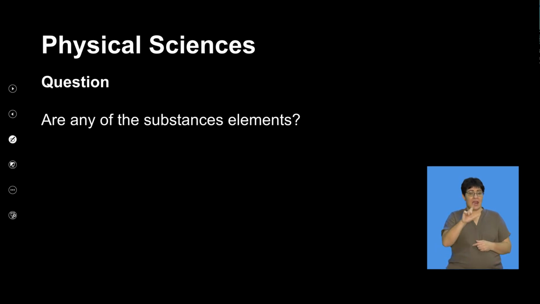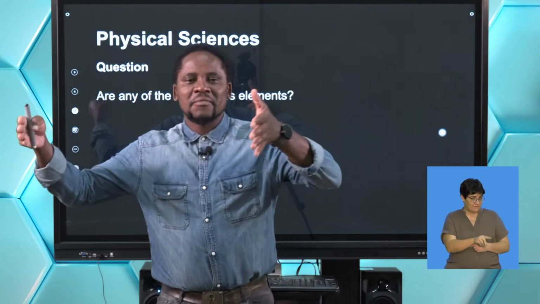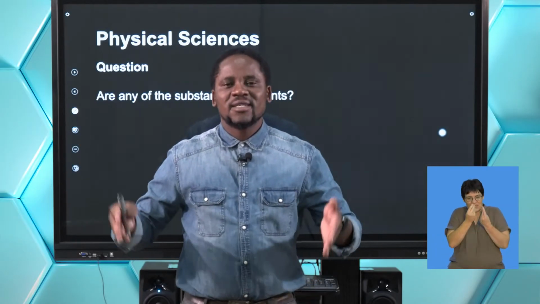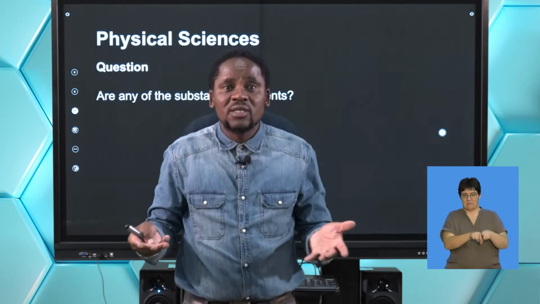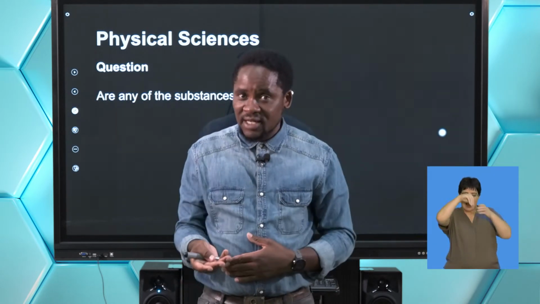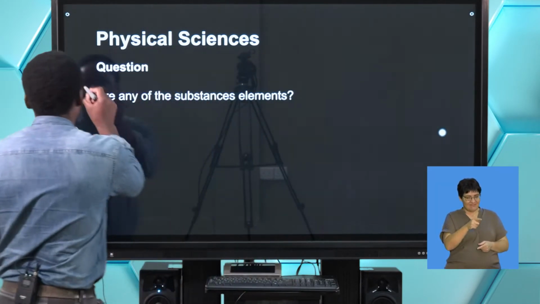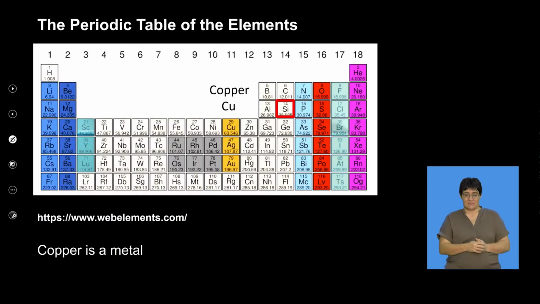What is an element? An element is a material or a substance that consists of atoms of the same kind. And where do we find elements? It's in the periodic table of elements. So that's the main question. Think about that. So if that's the case, copper is a metal. You'd understand if copper is a metal, it means copper is also an element. There is copper, element number 29.